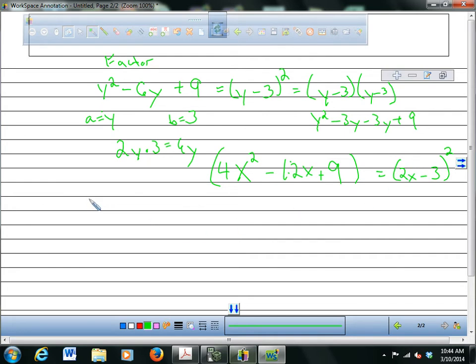Anyway, okay, let's try one with a difference. What if I have x squared minus 25? This is an easy one. And they say factor.